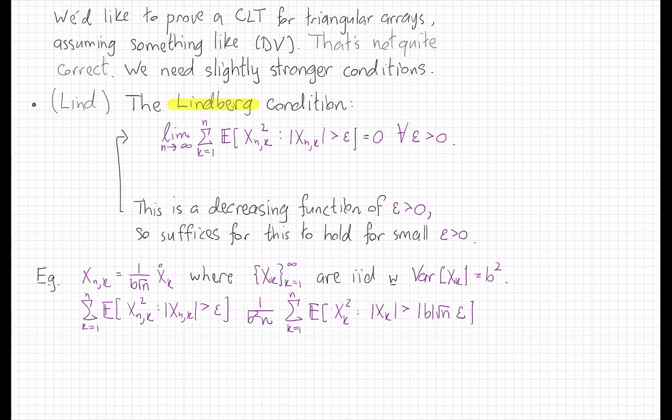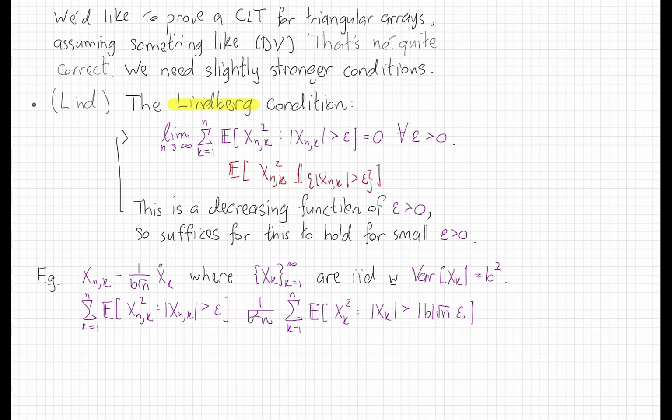The Lindeberg condition says that if we cut off the calculation of the variance with the variable being larger than some epsilon, then the sum should go to 0. That is, this sum tends to 0 for any cutoff epsilon. Remember, this notation here with the colon means the expected value of this random variable times the indicator of the event that x_nk is bigger than epsilon in absolute value.